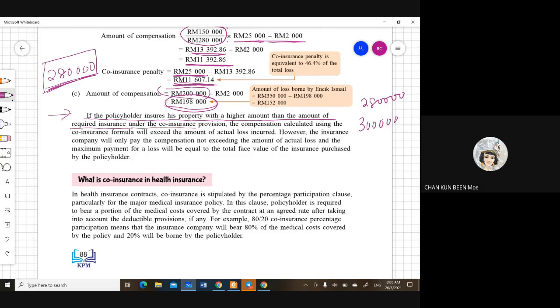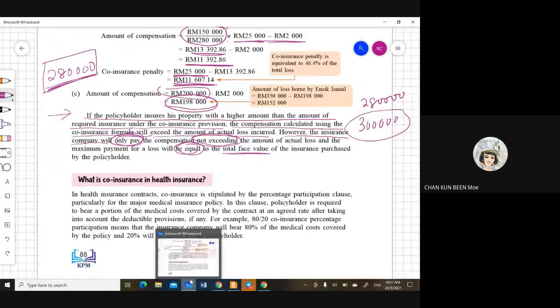You see, under the core insurance provision, the compensation calculated using the core insurance formula will exceed the amount of the actual loss incurred. However, the insurance company will only pay the compensation not exceeding the amount of actual loss, and the maximum payment for loss will be equal to the total face value of the insurance purchased by the policyholder. So can you tell me how much is the compensation if he pays 300,000?